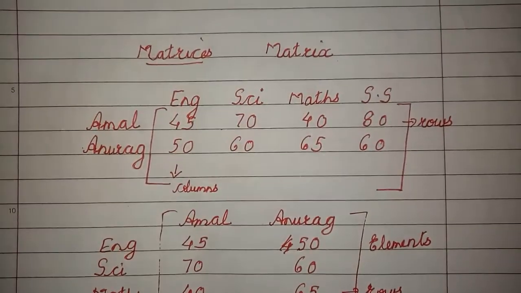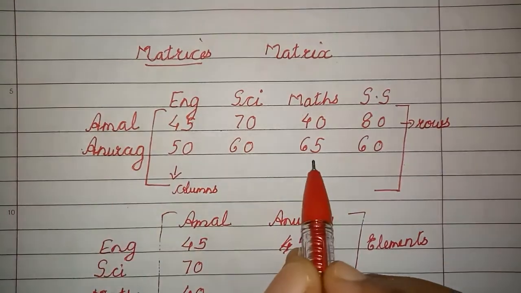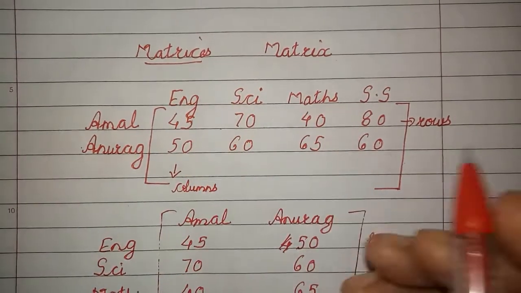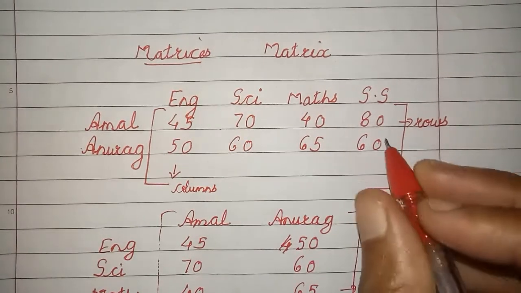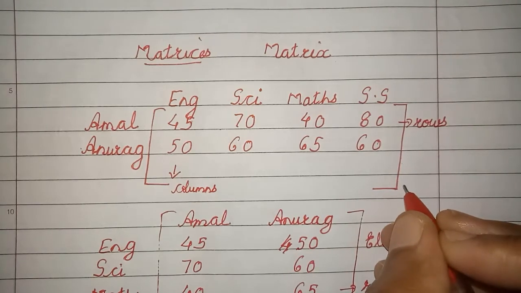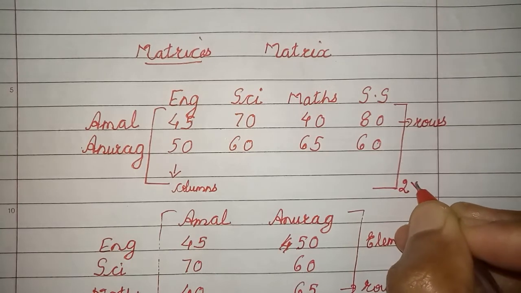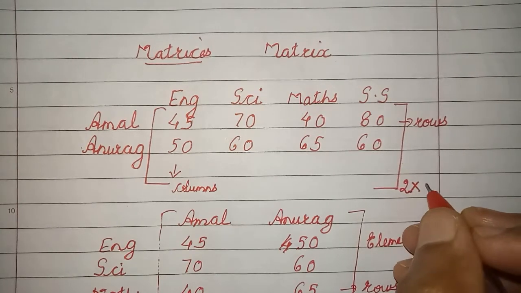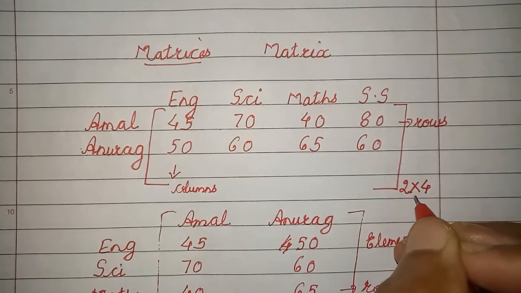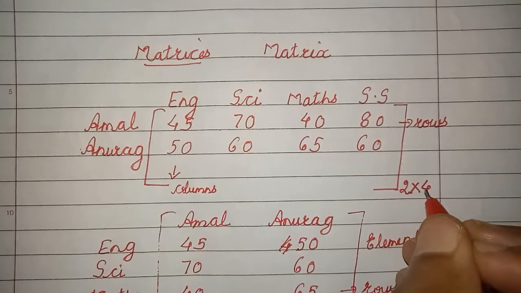Okay, children. Now how many rows are there here, children? How many rows are there? Amal and Anurag, 2 rows. How many columns are there here, children? 1, 2, 3, 4. So the order of the matrix is written beneath the symbol of the matrix in small letters, where the number of rows is written first, cross, or you read it as by the number of columns. How many columns are there here, children? 4. So the order of this matrix is 2 cross 4, where you have 2 rows and 4 columns.